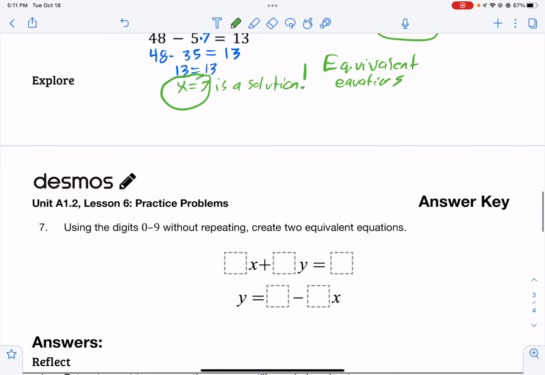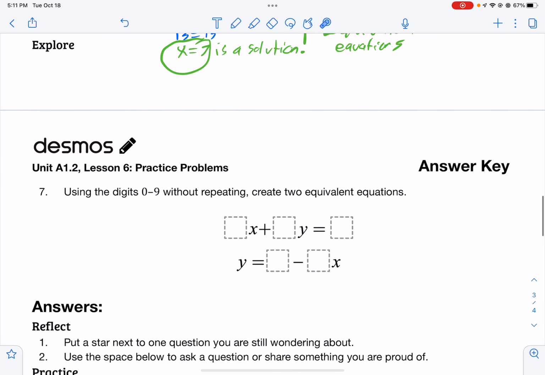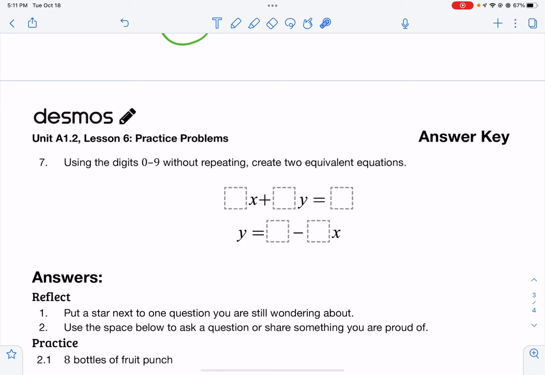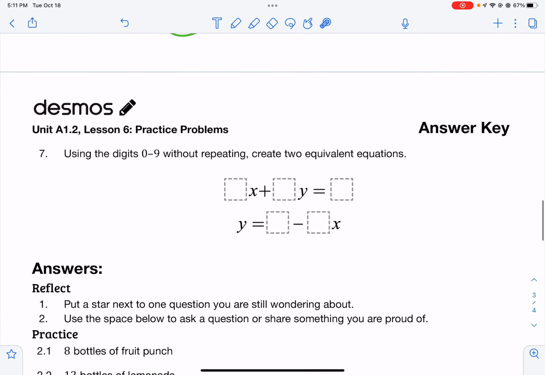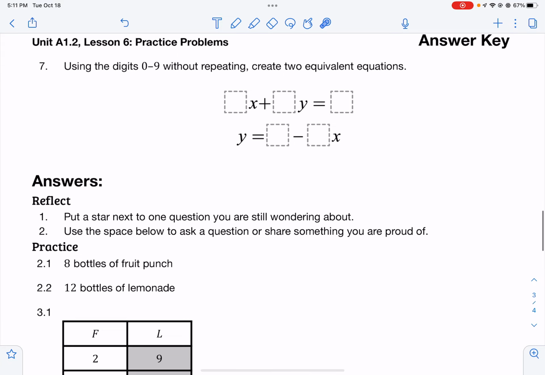And then here's a challenge one down here. If you don't get to this one, that's okay. It says use the digits 0 through 9 without repeating to create 2 equivalent equations. So I'll give you a chance to work on that one. If you can get that one, I could give you an extra credit point, but this is one that you'll have to figure out what's going on and then see if you can fit something to this.